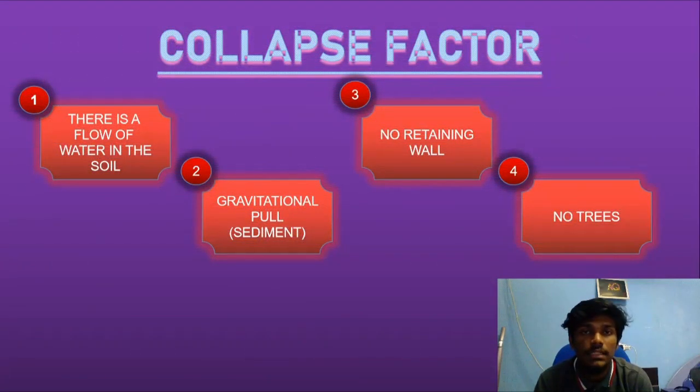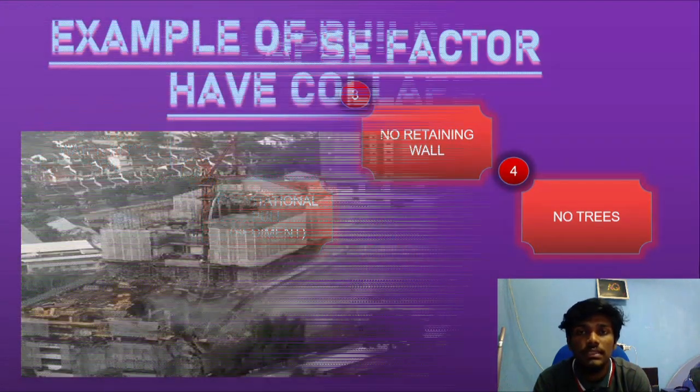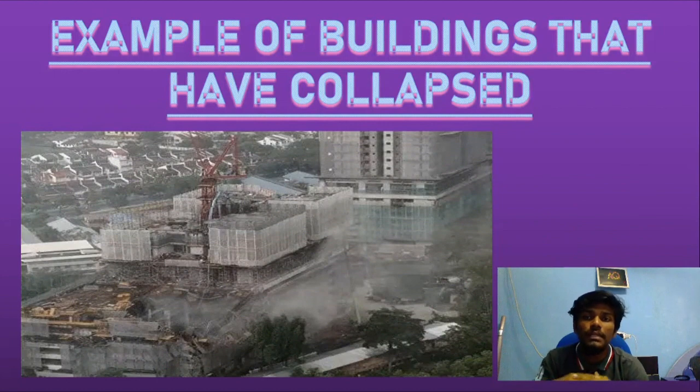So this is the collapse factor. There are four points for collapse factor. The first one is the flow of water in the soil. The second one is gravitational pull, the sediment. The third one is no retaining wall, and the last one, the fourth, is no trees. So this is an example of buildings that have collapsed.